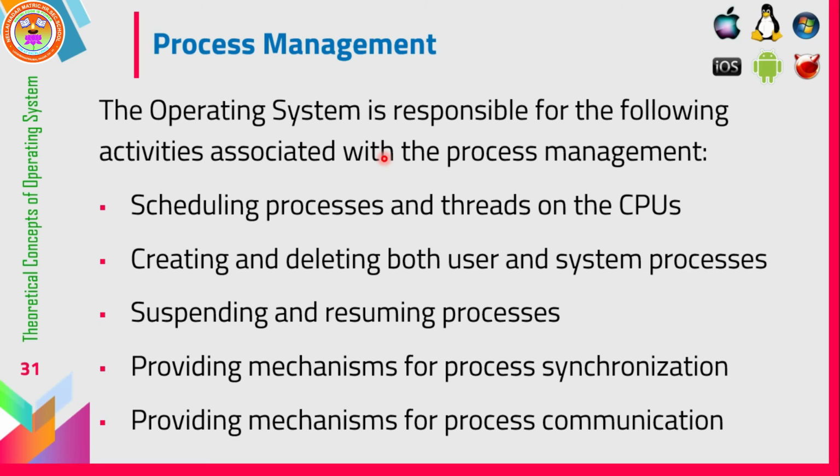So what are the responsibilities of process management? Point number one, scheduling processes and threads on the CPU. That means the CPU should allocate a schedule for each and every process, one by one or random, whatever it is. The next one, creating and deleting both user and system processes. That is another important responsibility of process management.